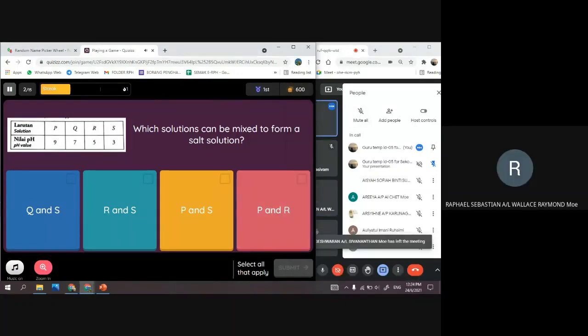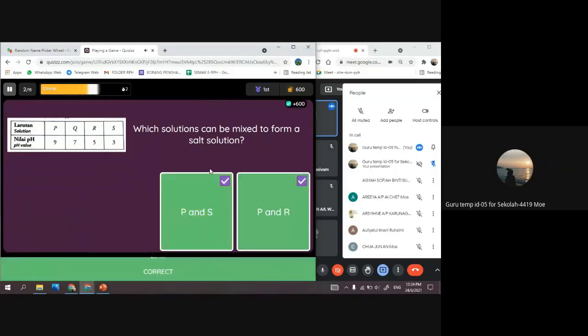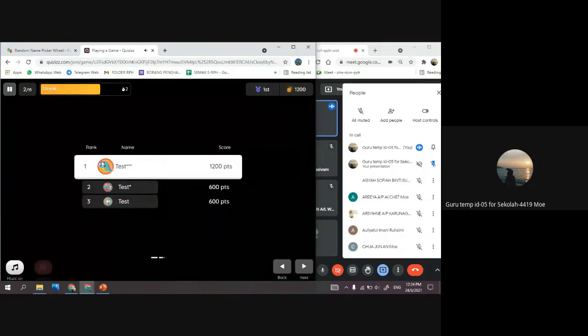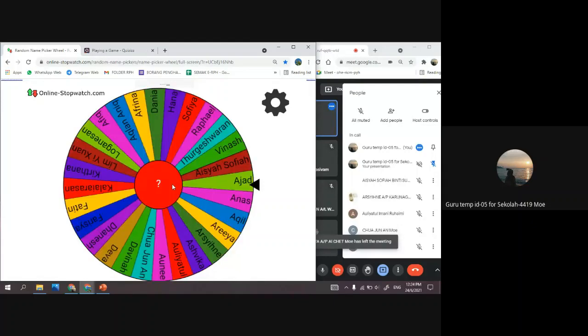Teacher, PS and PR. What's the answer? PS and PR. Okay, P is alkali, S is acid. Okay, betul. R, acid. Okay, so betul. Macam tu je lah. Tengok yang mana acid, yang mana yang alkali, based on the pH value. Okay. Alright, okay, good. Rafael. Thank you, teacher. Next one.